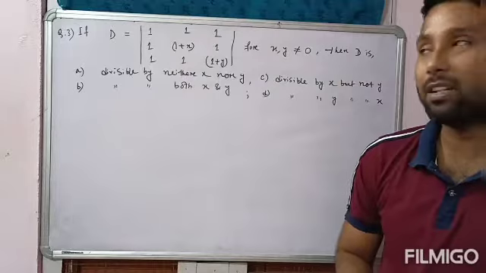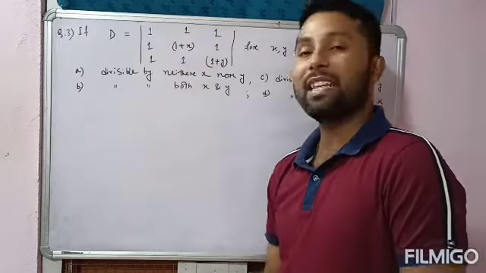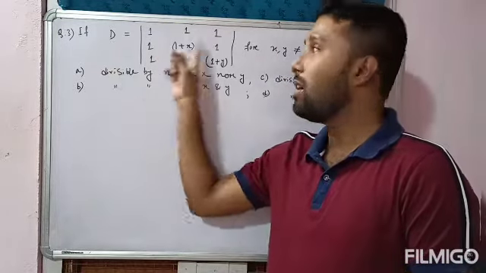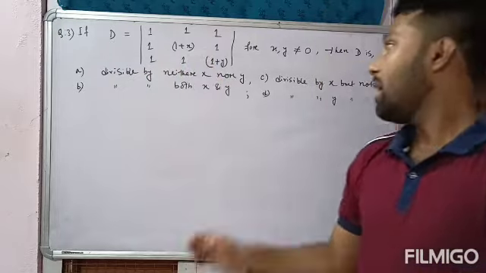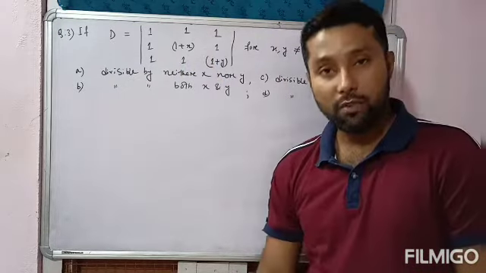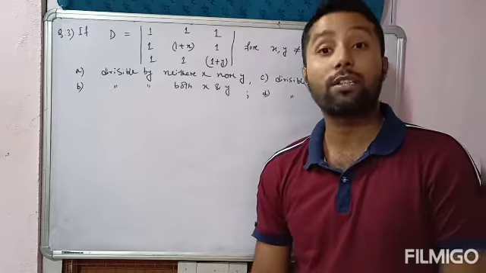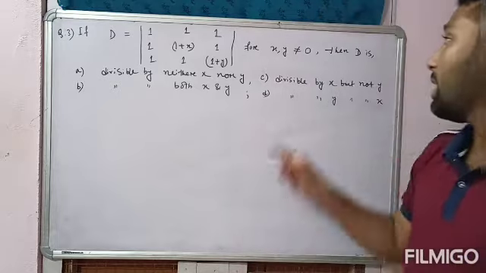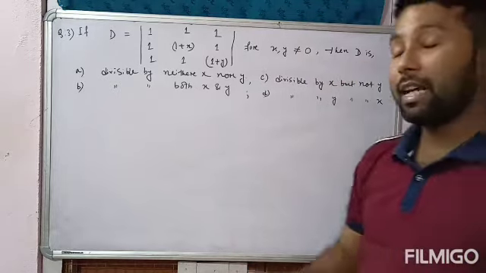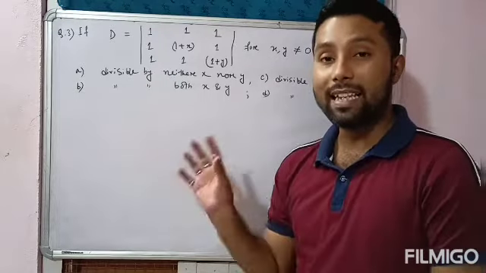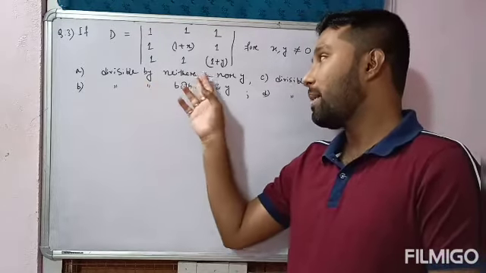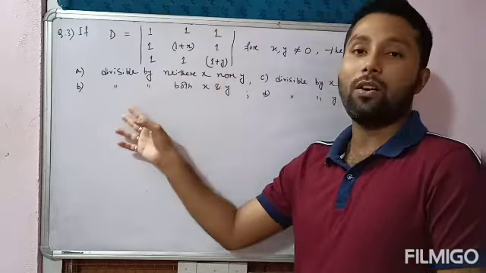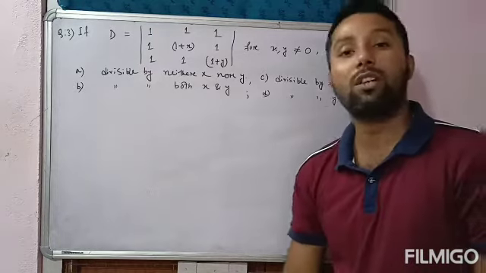Once again I am repeating the question. One determinant is given to us, D equal to this determinant, for x and y always not equal to 0, that means x and y are always non-zero numbers. Then D is either divisible by neither x nor y, or divisible by both x and y, or divisible by x but not y, or divisible by y but not x. Which option will be satisfied?